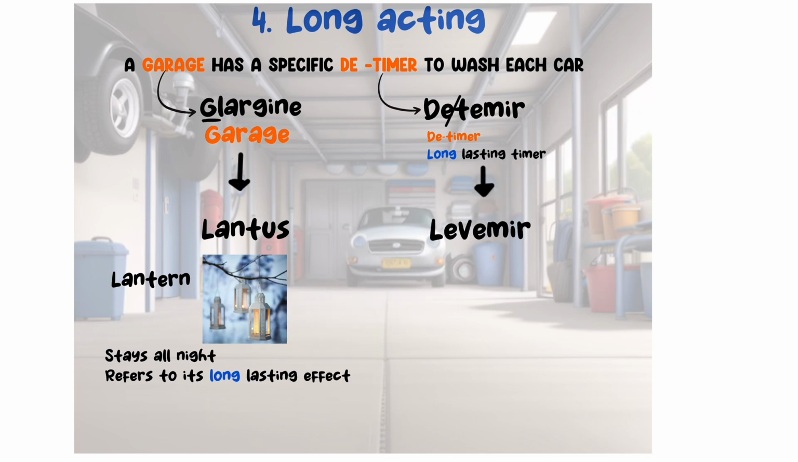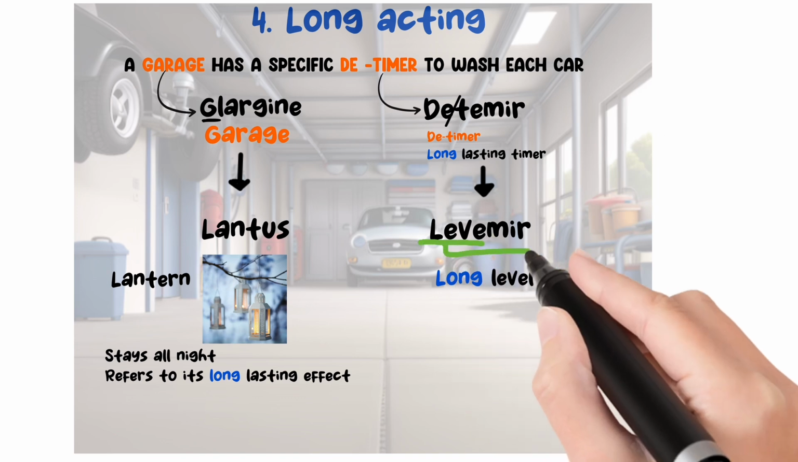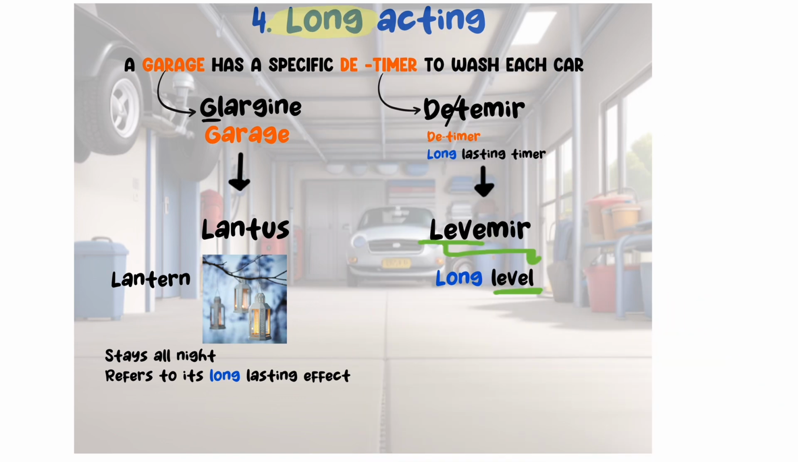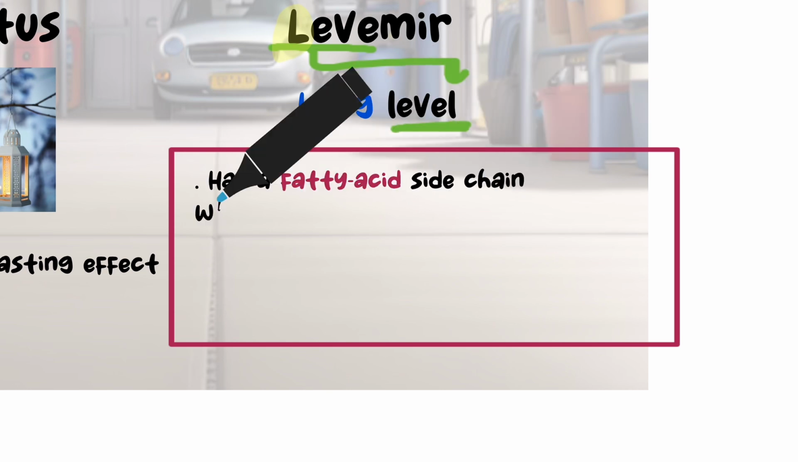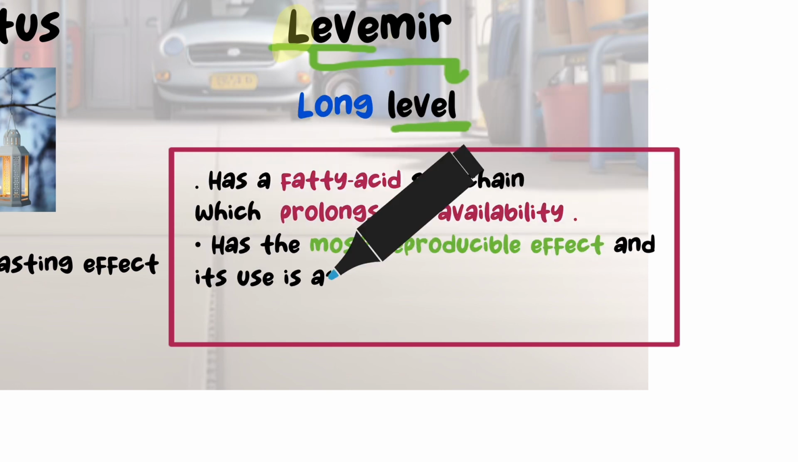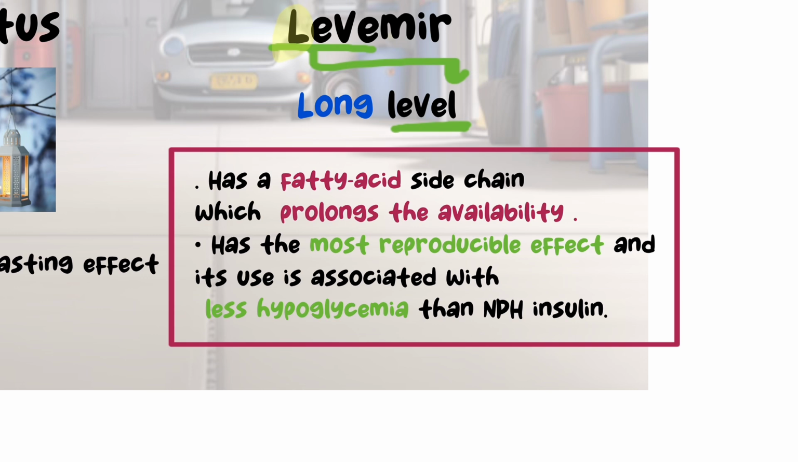Think of the first 4 letters, LEVE, and memorize it as long level. Both Lantus and Levemir start with L, which stands for long-acting. Ask yourself, what makes this type long-acting? It has a fatty acid side chain, which prolongs its availability. It has the most reproducible effect, and its use is associated with less hypoglycemia, compared to NPH insulin.